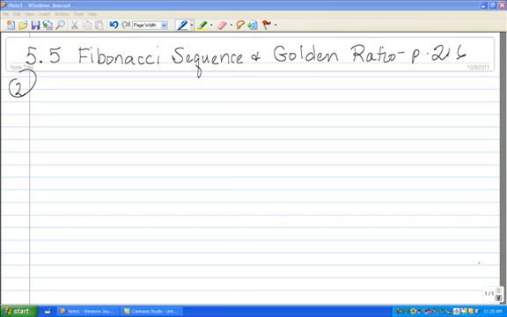Today we're looking at section 5.5 on the Fibonacci sequence and golden ratio, and we'll be working some example problems from the textbook starting on page 216. So number 2 says, recall that f sub n represents the Fibonacci number in the nth position of the sequence. What are the only two values of n such that f sub n is equal to n?